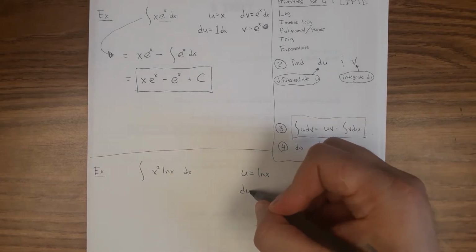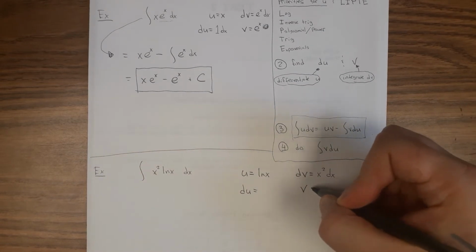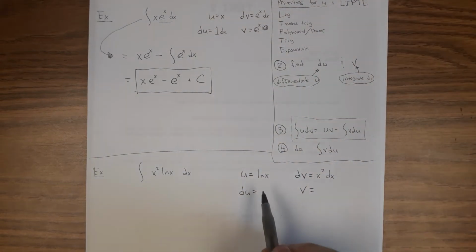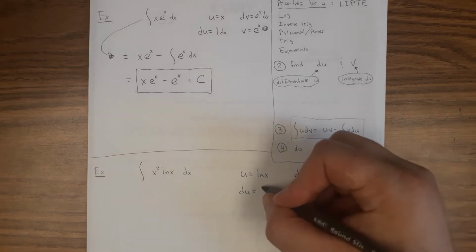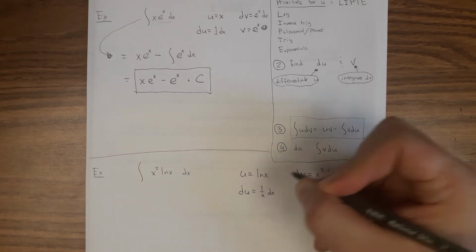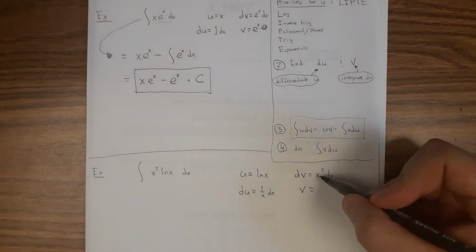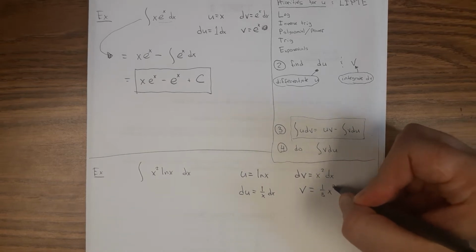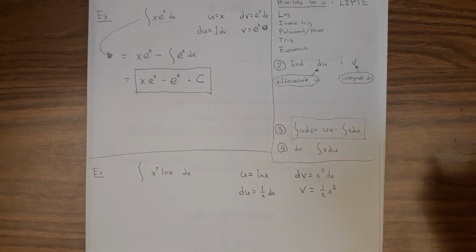Now I need to find du and v. This is step 2. Derivative of ln x is 1 over x dx. Antiderivative of x squared is 1/3 x cubed. I don't put a plus c here.